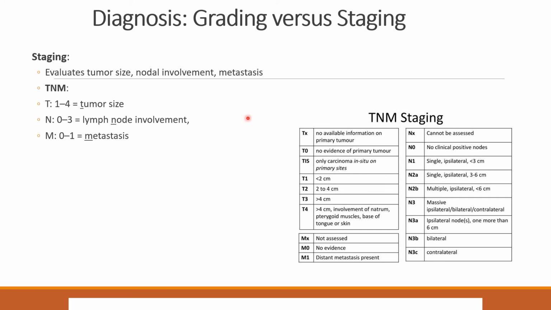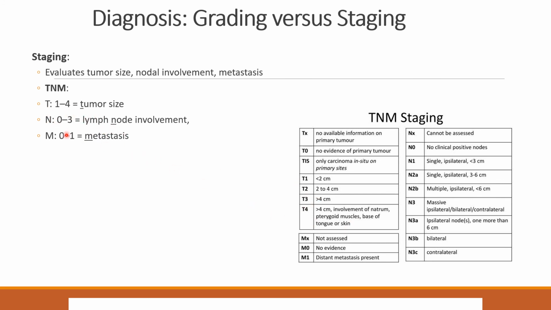Staging talks about tumor size, lymph node involvement, and metastasis. So this is staged on the T, N, and M stage: tumor size, nodal involvement, and metastasis. The tumor size is going to be graded between 1 through 4, and here are the characteristics for that. If it's less than 2 centimeters, it's a stage 1. 2 to 4, stage 2, and so on.